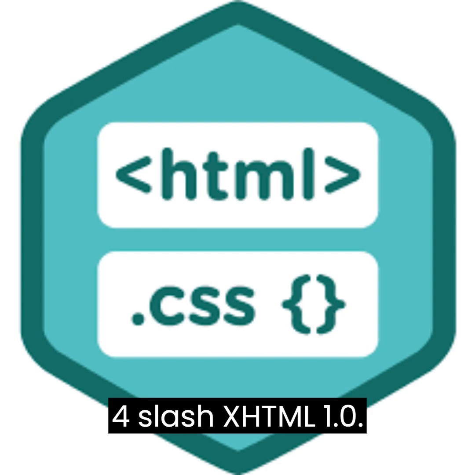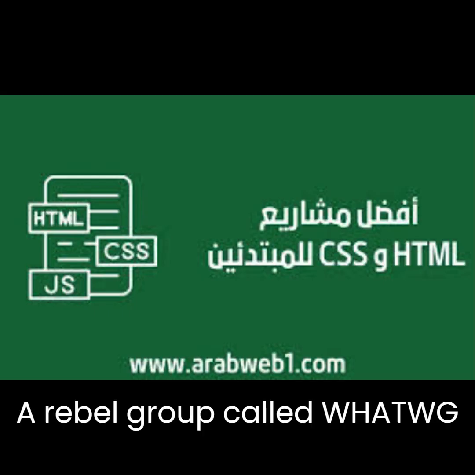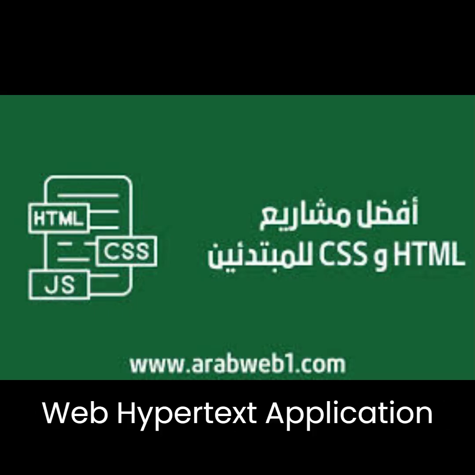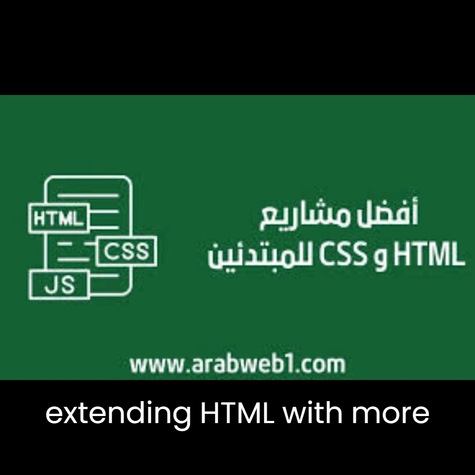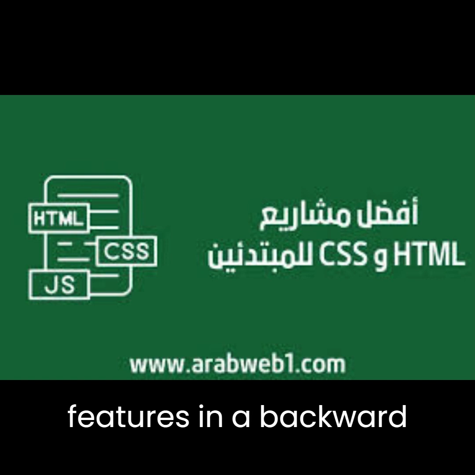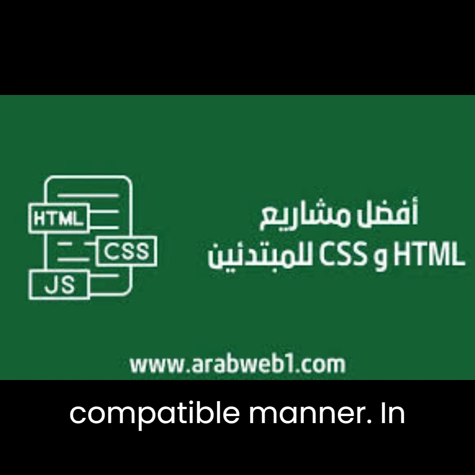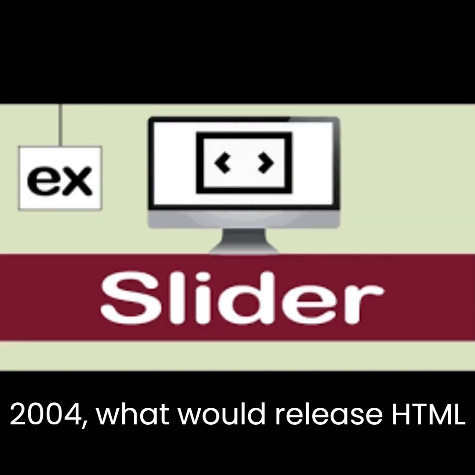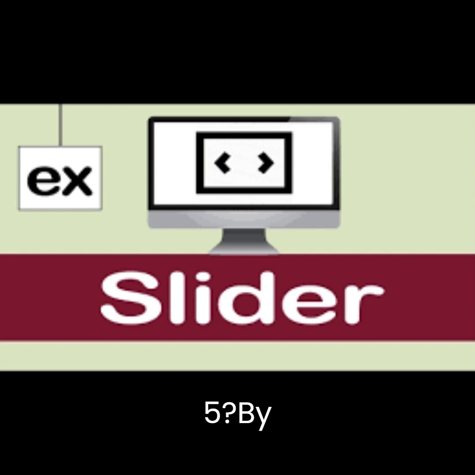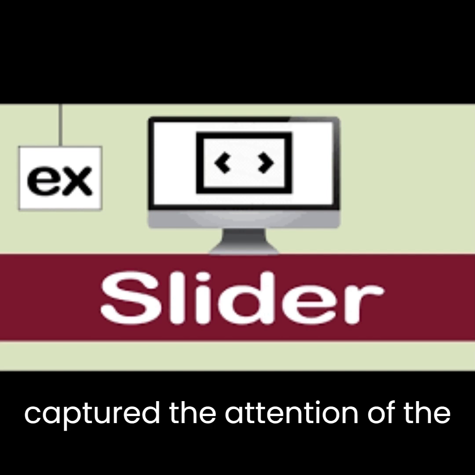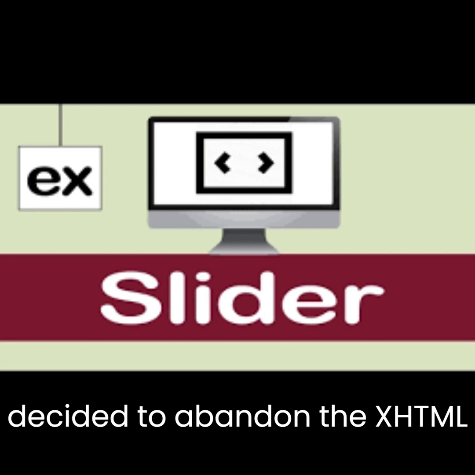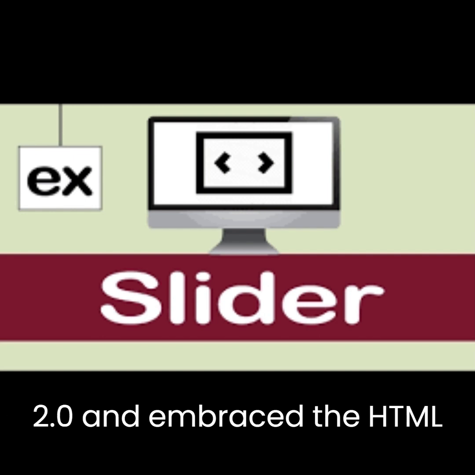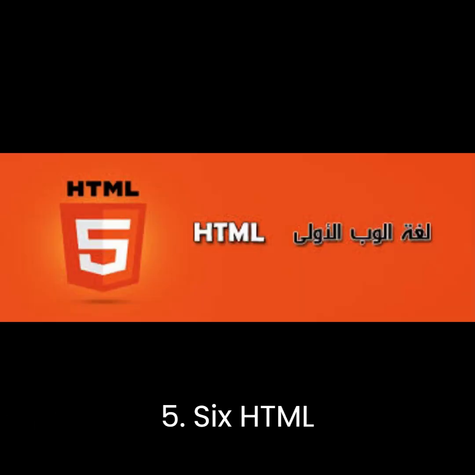HTML4/XHTML 1.0. A rebel group called WHATWG, Web Hypertext Application Technology Working Group, continued to work on extending HTML with more features in a backward compatible manner. In 2004, WHATWG released HTML5. By 2007, HTML5 had captured the attention of the developers. W3C decided to abandon XHTML 2.0 and embraced HTML5.